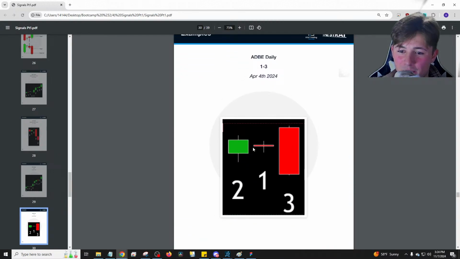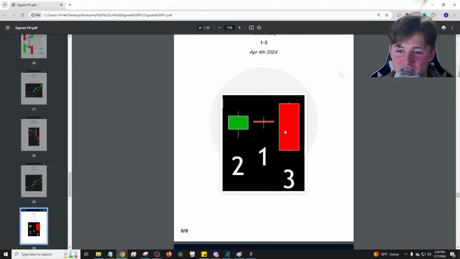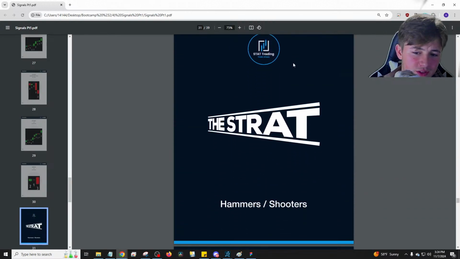Adobe. This is an example of the 1-3. They poke up, go red. That tells you, hey, it's potential outside day, right? Then once it takes the lows of this one, it has reversed the equilibrium. We know it's going to take that out, and it does. It takes out the high and the low of the mother bar, something we look for. We traded that one on the stream. If you go back to April 4th's stat trading stream, you'll see that. So that is the rev strats.